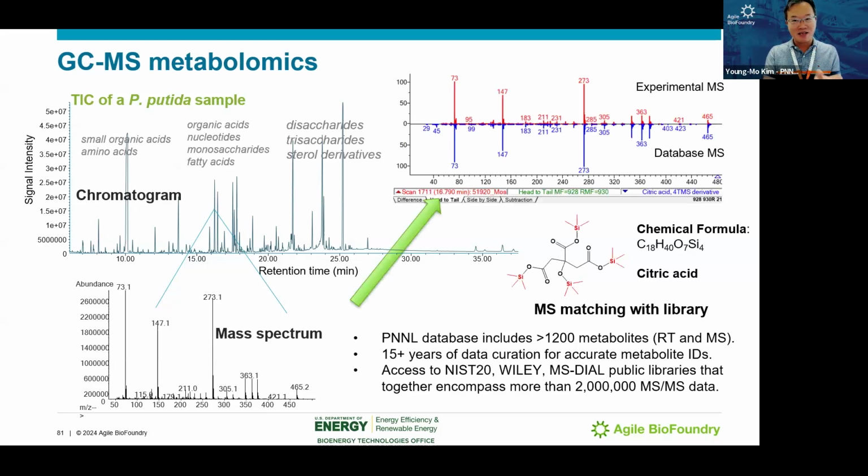This is a citric acid mass spectrum, and we can accurately identify and quantify their presence, absence, or their amount by mass spectrometry. PNNL has been working for more than 15 years to improve the accuracy and the data generation consistency. Also, because metabolomics is based on the size of a database, we are trying our best to improve our database size. Next slide, please.